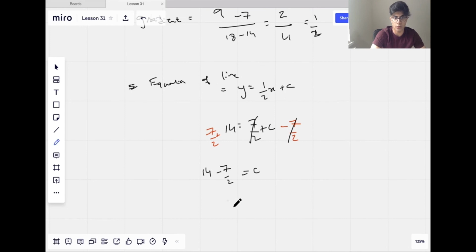And then we can say therefore c is equal to, so again we need common fractions for this to happen. So 14 is the same thing as 28 over 2 minus 7 over 2, which is 28 minus 7 is 21, 21 over 2. And there we go. That's how we do that.